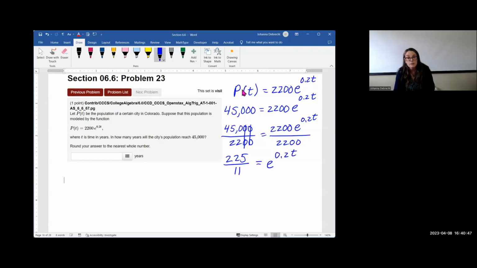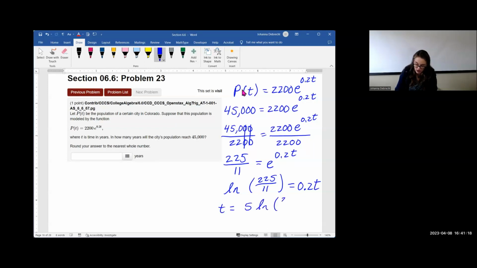And now that it's in exponential form, I'm going to switch to logarithmic form. My base is e, so I use natural log. The answer part is this 225 divided by 11, and the power which caused that to happen was 0.2 times the time period. Now, 0.2 is 1/5, so I can multiply both sides by 5. And when I multiply by 5, I get the value of t is equal to 5 times the natural log of 225 divided by 11.